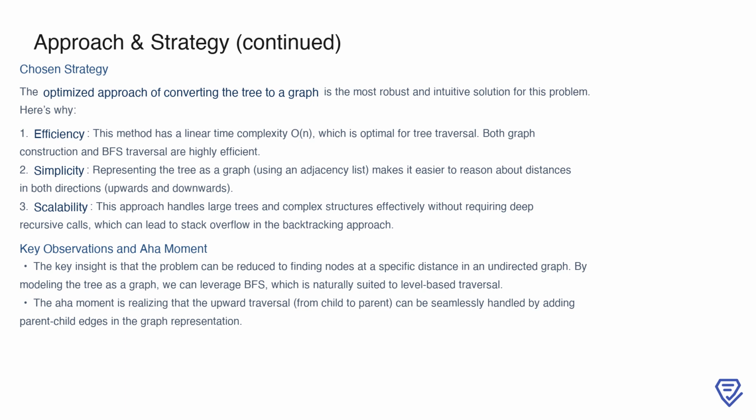Additionally, this method scales well to larger trees without the risk of recursion stack overflow, as seen in the backtracking method. The key insight here is recognizing that the problem can be reframed as finding nodes at a specific distance in an undirected graph. By modeling the tree this way, we take advantage of BFS, which is naturally suited to level-based traversal. The aha moment lies in realizing that adding parent-child edges to the graph seamlessly accounts for upward traversal, eliminating the need for additional logic.